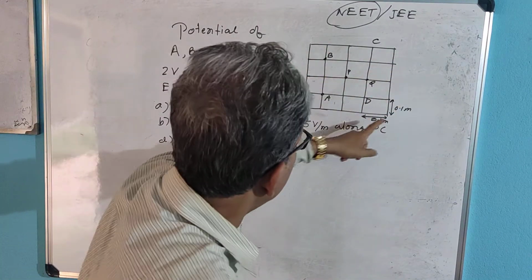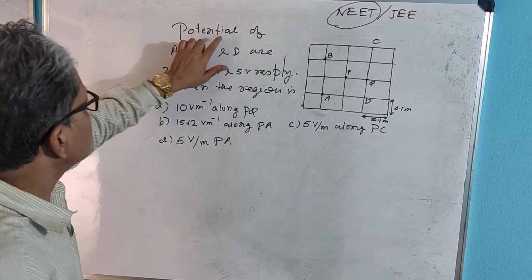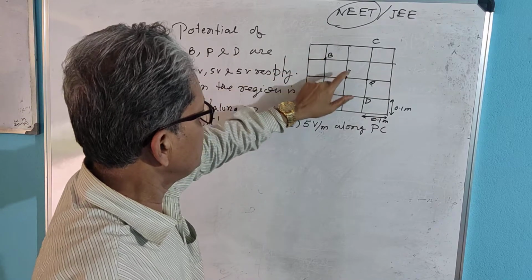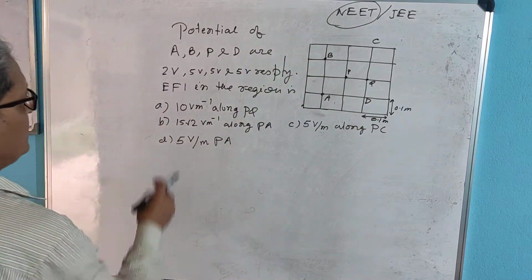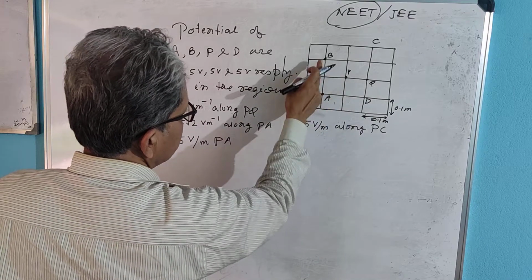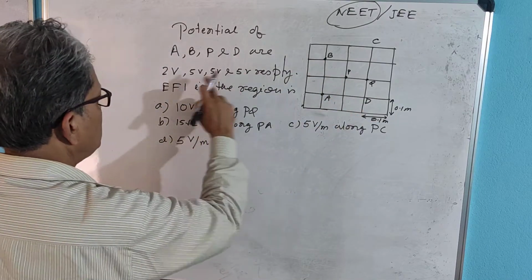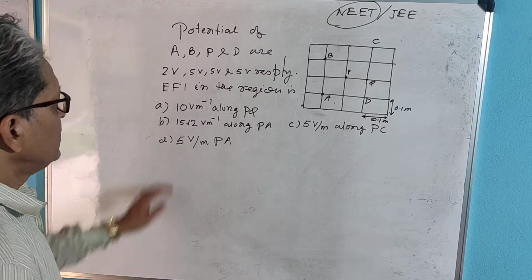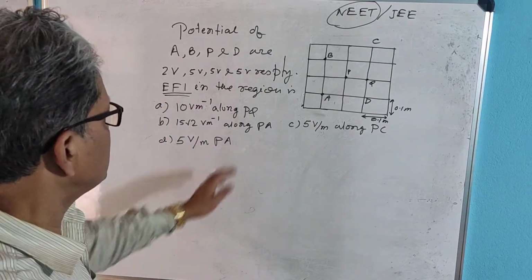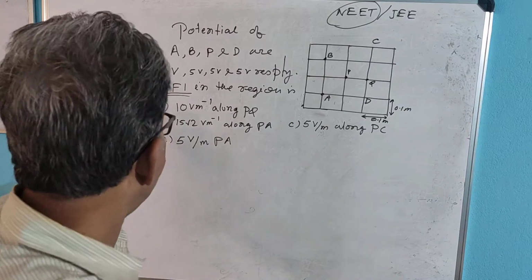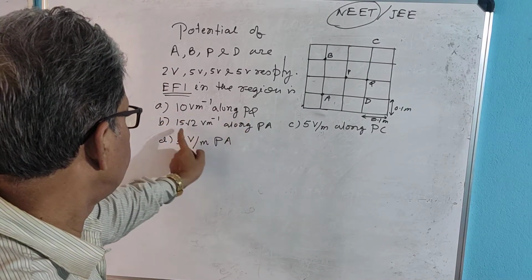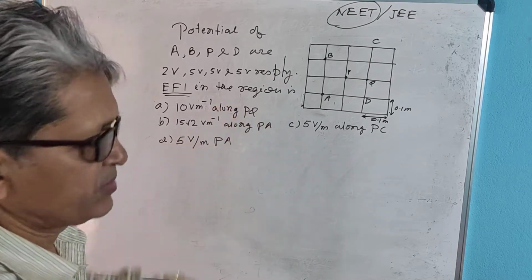Here there is a square. Potentials of A, B, E and D are given. A is 2 volt, B, E, D are each 5 volt. Find the electric field intensity in the region. Four options are there: 10 volt per meter along PQ, 15 volt per meter, and so on.